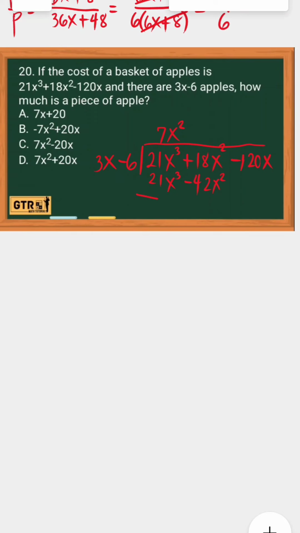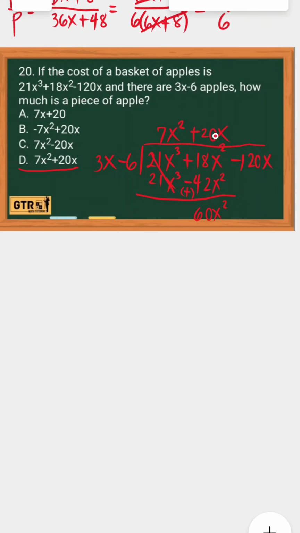Okay, so now subtract. So pag nagsasubtract, change the sign. So ito magiging negative, so wala na ito. Then itong negative 42, that magiging positive ito. So magiging positive 42, so positive 18, so ito ay magiging plus na yung sign na susundin natin, dahil sinubtract natin, 18 plus 42, so that is equal to 60x squared. Then divide 60x squared divided by 3x, so that is 60 divided by 3, so that is positive 20. And then x squared divided by x, so that is equal to x. Ayun, so yun na yung answer natin, 7x squared plus 20x.